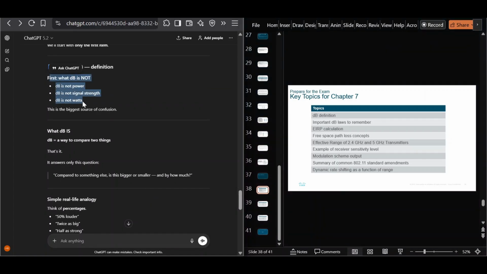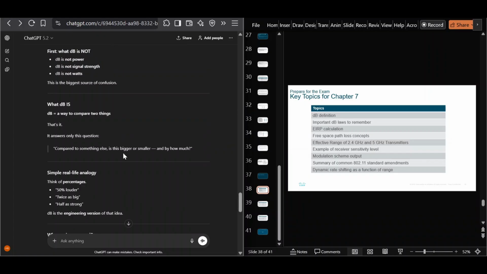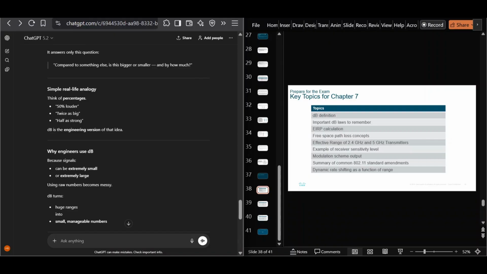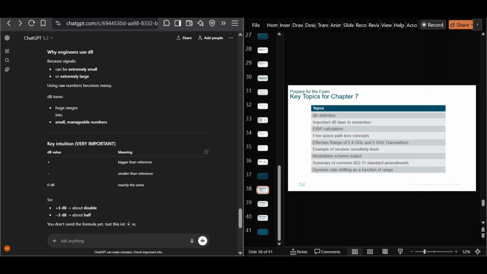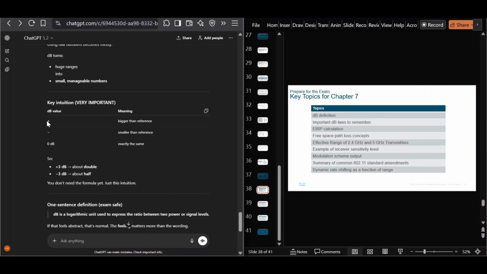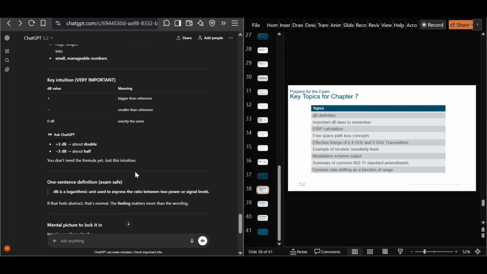dB is not a power, it's not a signal. dB is a way of comparing, it's trying to give a measurement of comparison of the electric signal. And this is the example they give. So how do engineers use this? To calculate the differences, what is small and what is large, they use dB this way: plus, minus, and zero.